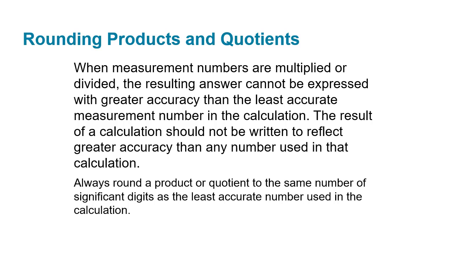Now, when measurement numbers are multiplied or divided, the resulting answer cannot be expressed with greater accuracy than the least accurate measurement number in the calculation. Just like with adding and subtracting, we kept them to the least level of precision. Here, however, we're dealing with accuracy. So that's the big difference between multiplying and dividing and adding and subtracting. With adding and subtracting, we can let it be the least precise number. With multiplying and dividing, we have to go to the least accurate measurement.